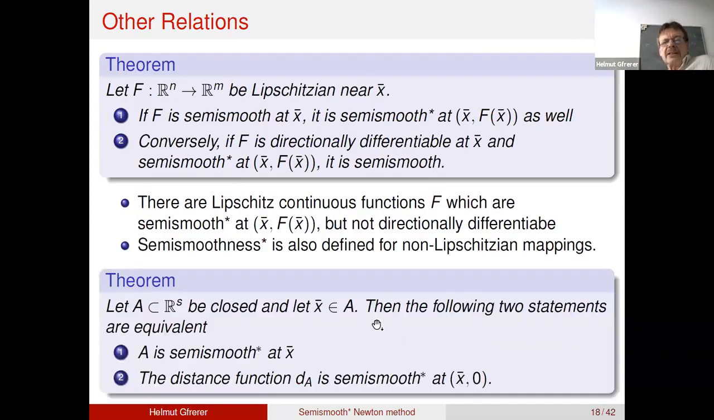And there exists another characterization of the semismooth star property. A set A is semismooth star at the point x bar if and only if the distance function is semismooth star at x bar.